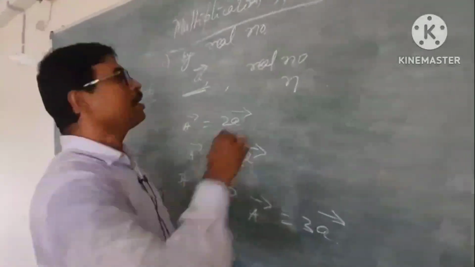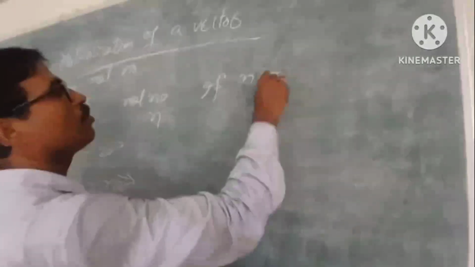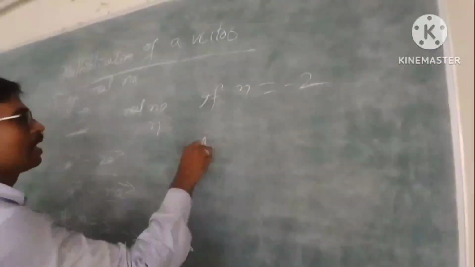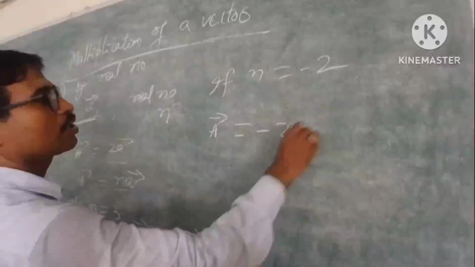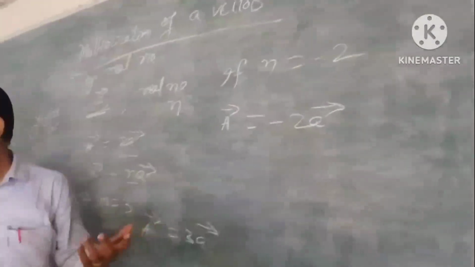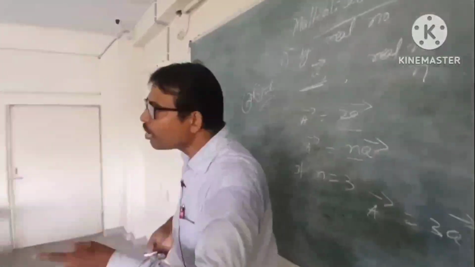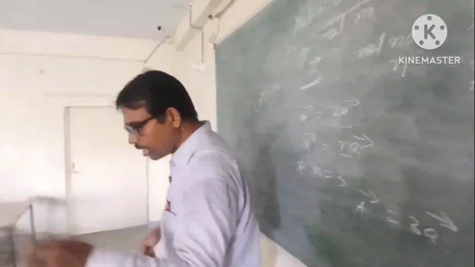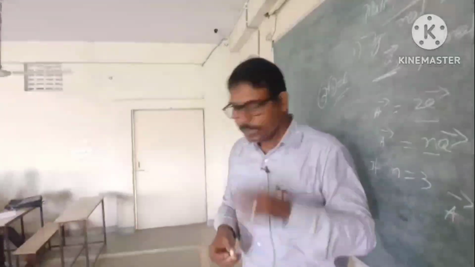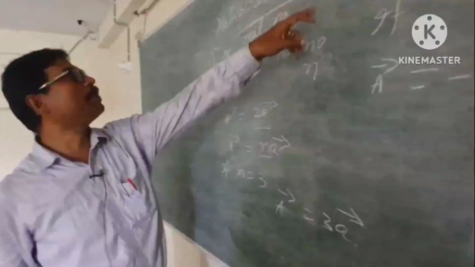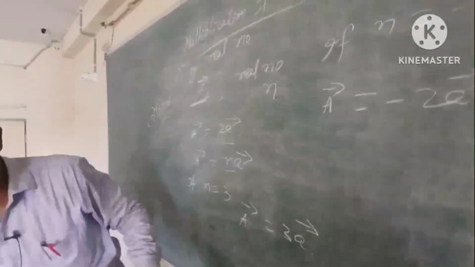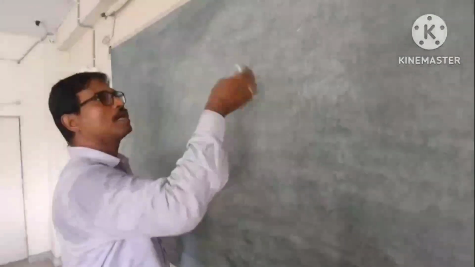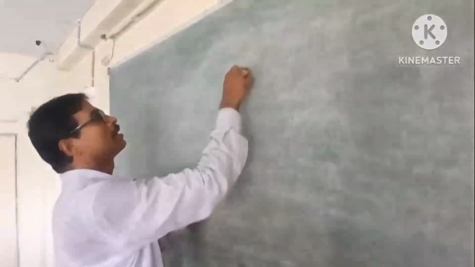But if n is equal to minus 2, what do you get? It is minus 2A, so the opposite direction. Just simple multiplication, only you must give the direction sign. This is the multiplication of a vector by a real number. Now multiplication of a vector by a scalar.